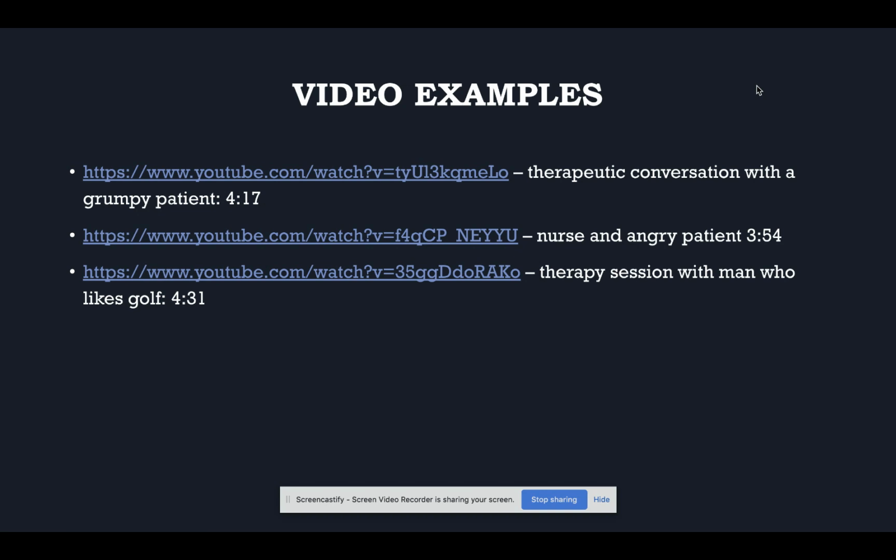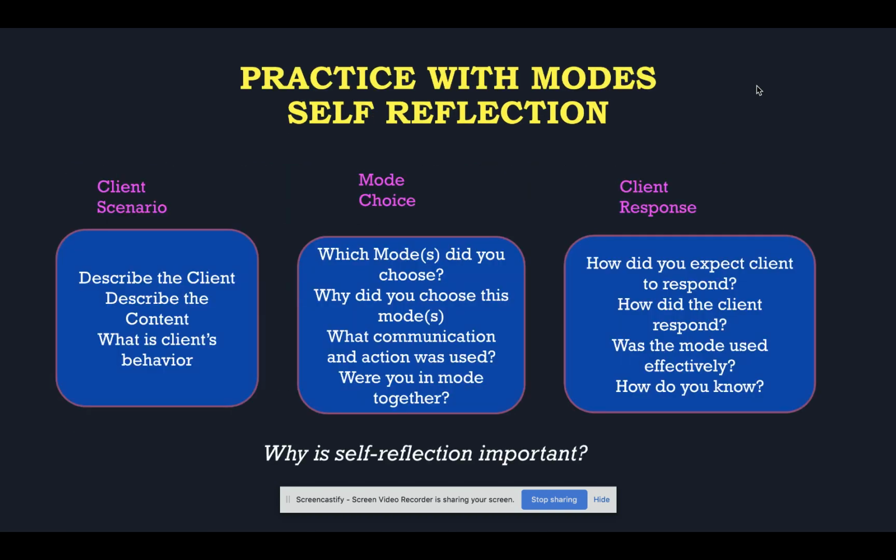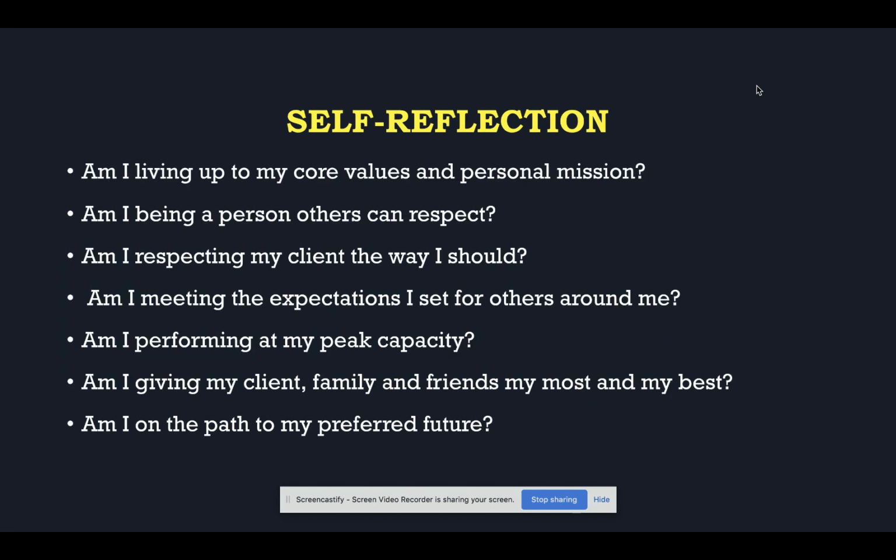The third one is looking at a therapy session with a gentleman who likes golf. This is an occupational therapy session, and this is actually a real session. The other two are simulated by students, but this third one is actually a therapist having a therapy session with a gentleman who likes golf. And again, I want you to look at those three key components. What is the scenario? What are the mode choices that were used? And then what is the client's response?